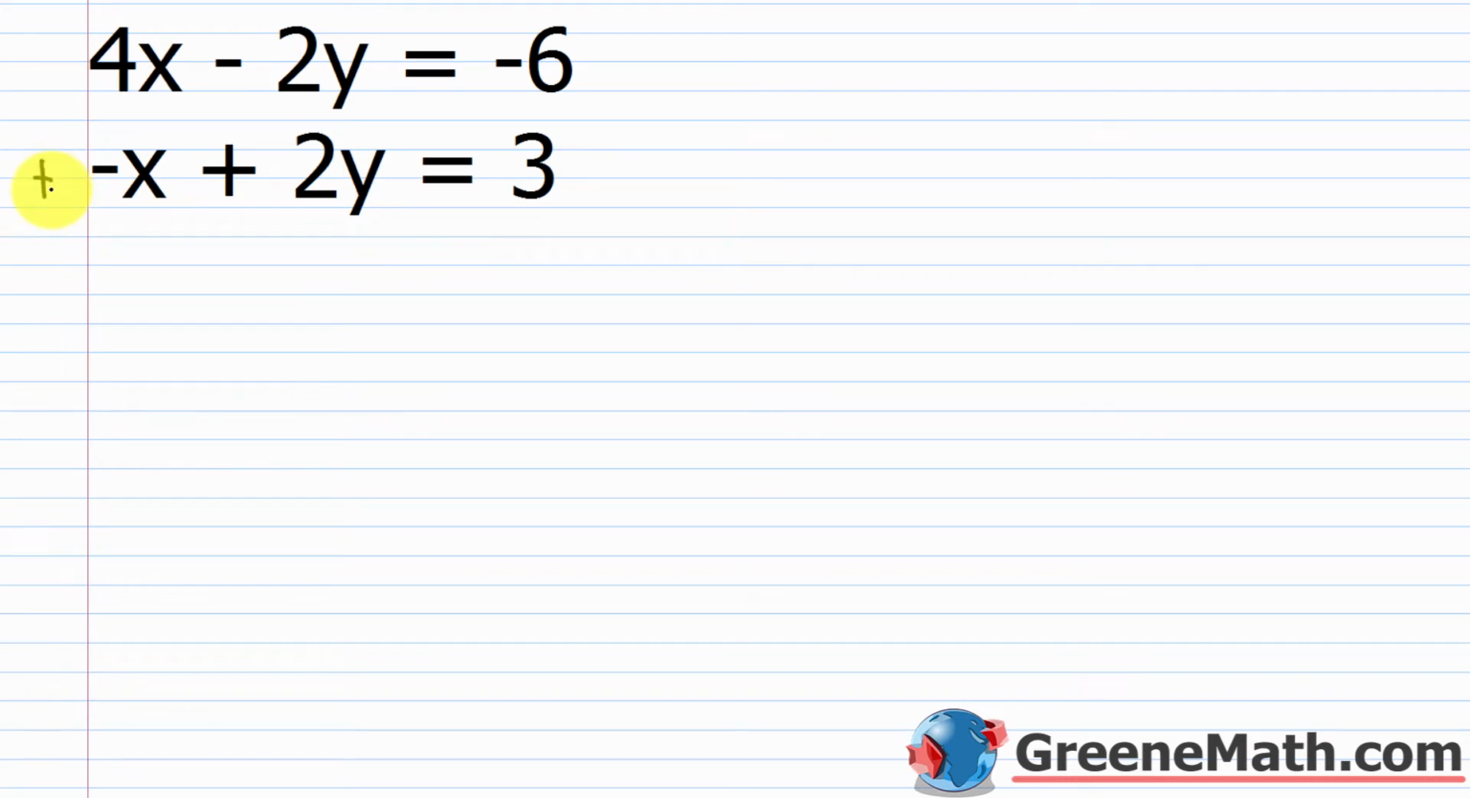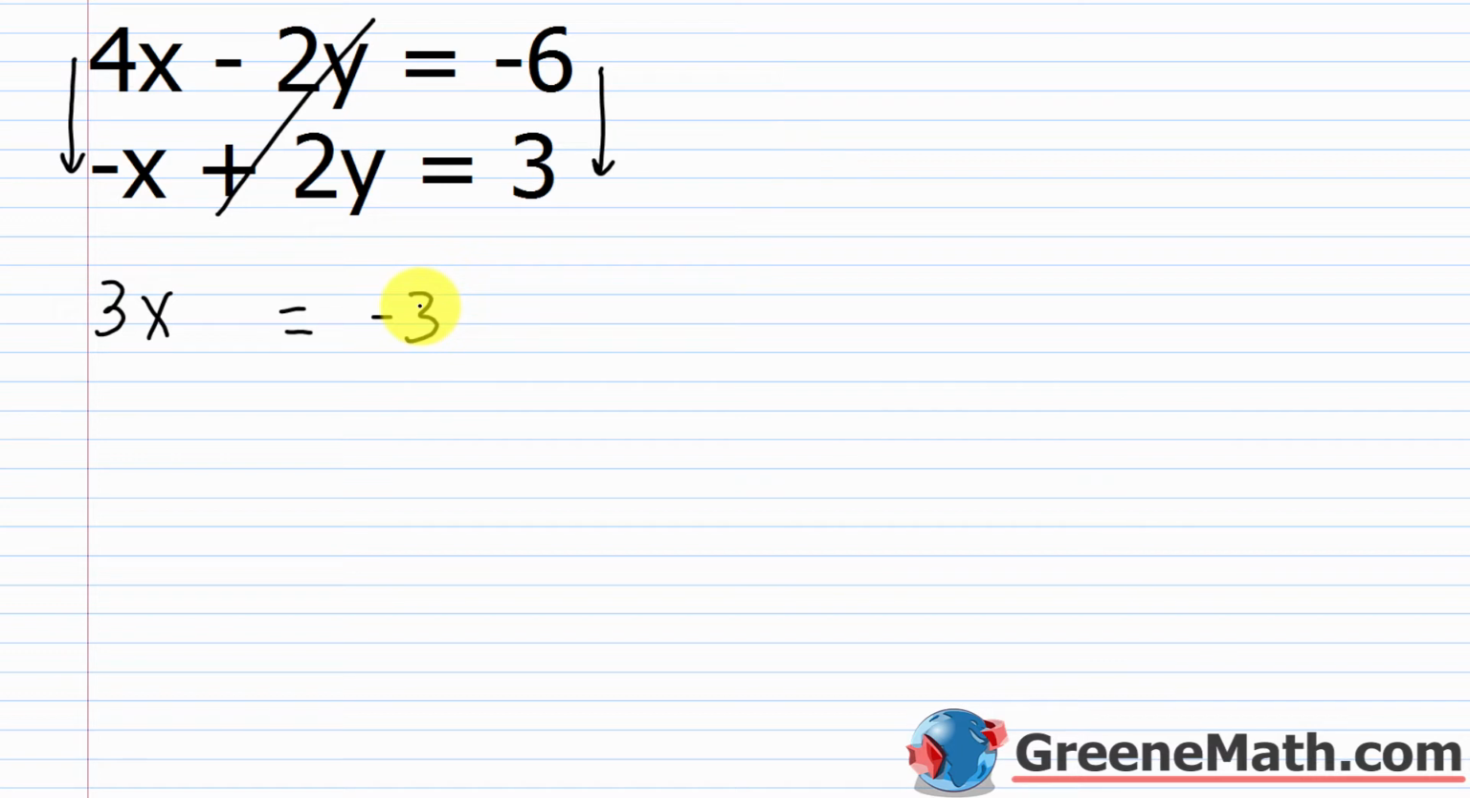You can put a plus sign out here if you want. You don't need to. I never do. I just add going down. So 4x plus -x is 3x. Negative 2y plus 2y is 0y, so that's eliminated. And this is equal to negative 6 plus 3 is negative 3.